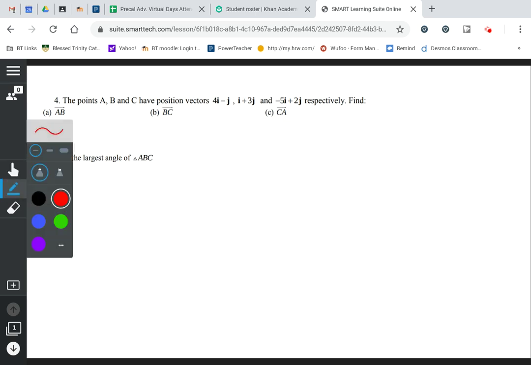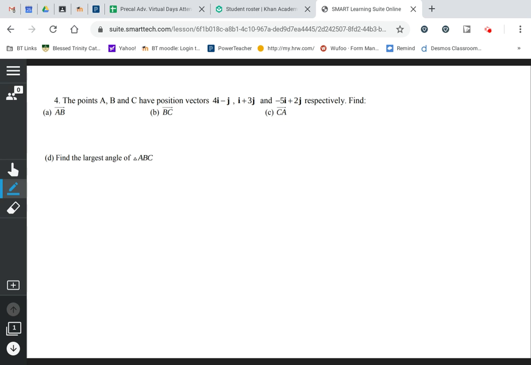So we had a question on number 4 on the Vectors packet, and it was for part D here. We were asked to find the largest angle of ABC. The best thing to do here was to actually create points A, B, and C respectively. A here, B here, and C.